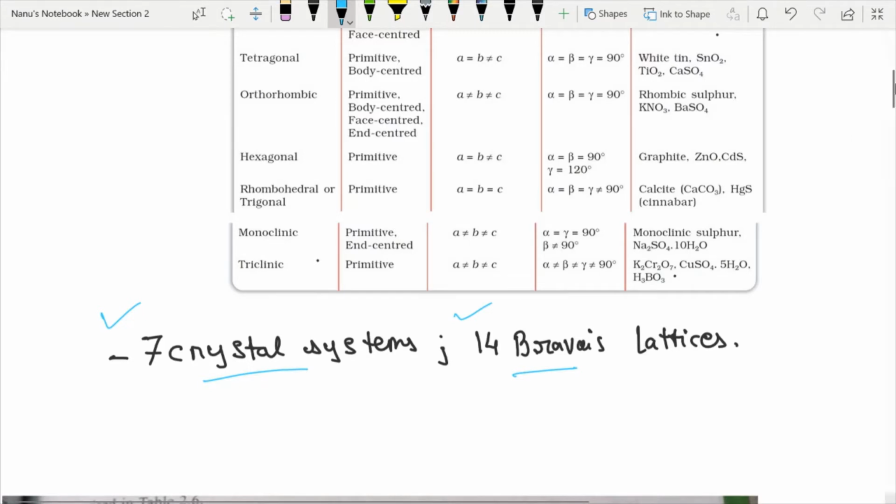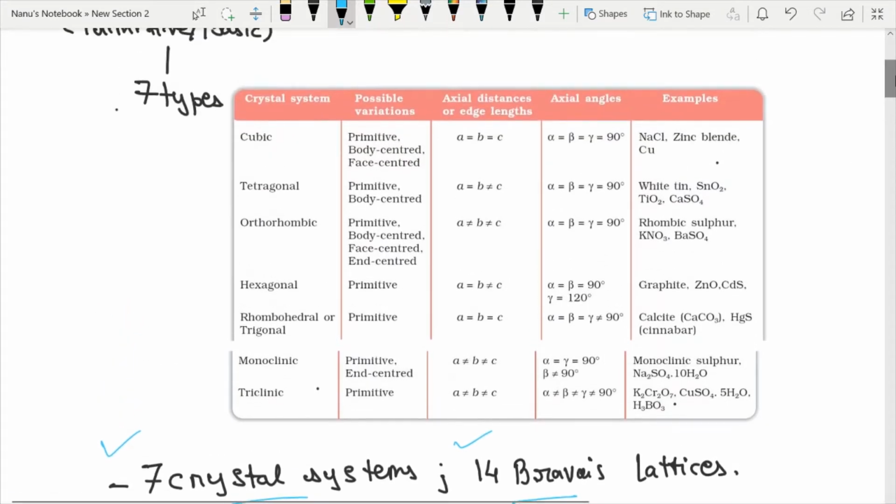And how is it that so? So these are the 7 crystal systems that you can see: the cubic, tetragonal, orthorhombic. These are the 7 crystal systems, and these have many lattices. Suppose this orthorhombic, this has 4 lattices. So if you count 1, 2, 3, 4, 5, 6, 7, 8, 9, 10, 11, 12, 13, 14. So ultimately there are 14 lattices and 7 crystal systems. This is a very important thing that you guys should know.